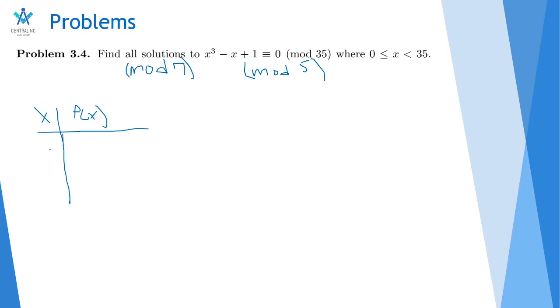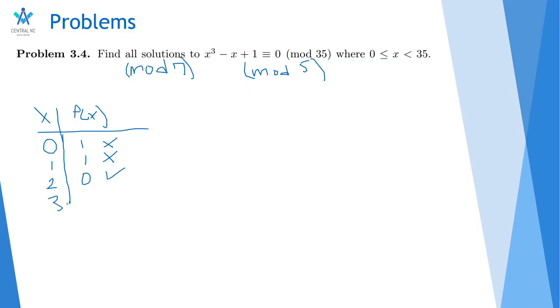If we do 0, we get 0 minus 0 plus 1, which is 1, and that does not work. If we substitute in 1, we get 1 minus 1 plus 1, which is 1. That does not work. If you substitute in 2, we get 8 minus 2, 6, plus 1, 7. And 7 modulo 7 is 0. That is very nice. That means it does work.